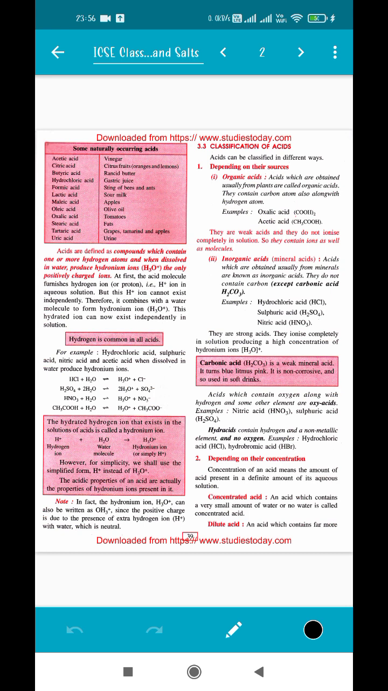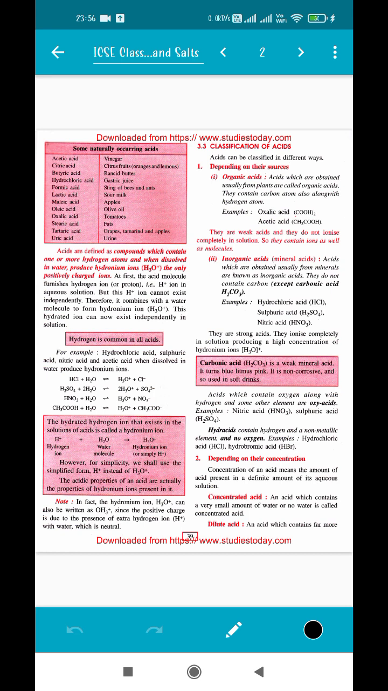You have studied in the lower classes that if we put blue litmus in an acidic solution, it will turn red. But in the case of carbonic acid, since it is quite weak, it will not turn fully red. It will turn a light reddish color, not completely bright red, because it is not very strong. This is the reason why it is used in soft drinks. Otherwise, if we consumed it, we would have died. Since it is not very strong, we can consume it.